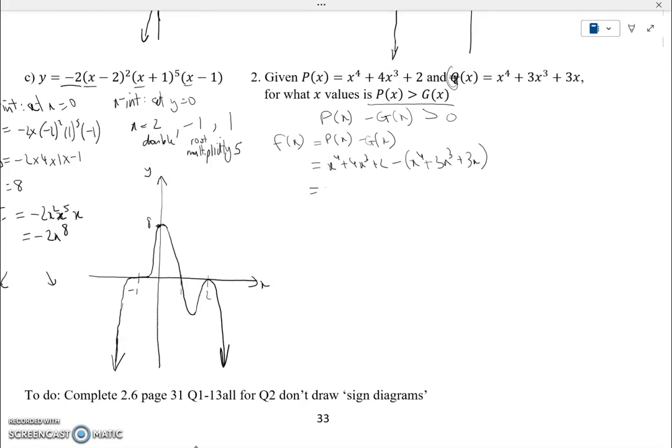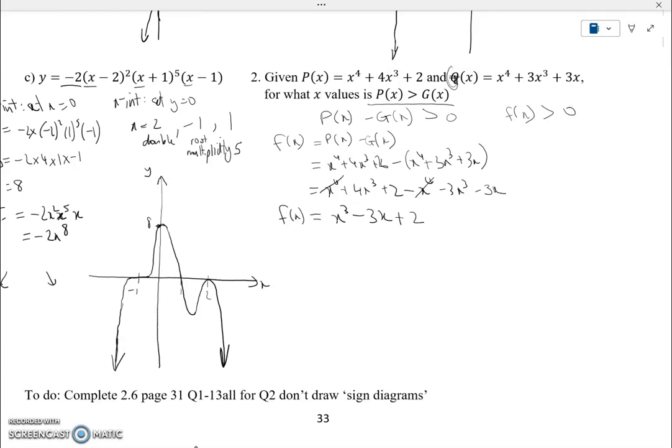Okay, expanding. That's plus 2. Be very careful with the negative expansion there. That guy will cancel. We'll be left with x cubed minus, there's no x squared, minus 3x, and then plus 2. So really this question means I just care about where f of x is greater than 0.